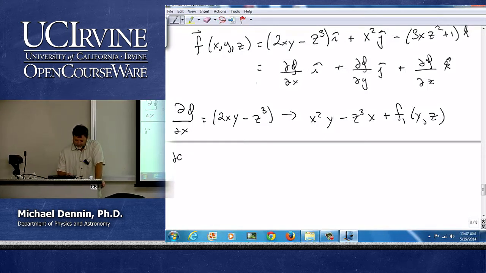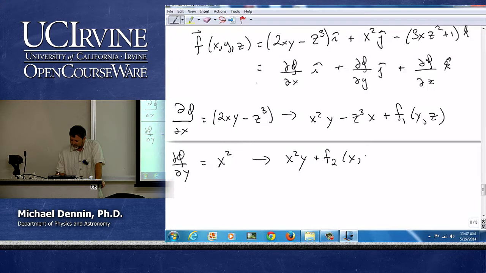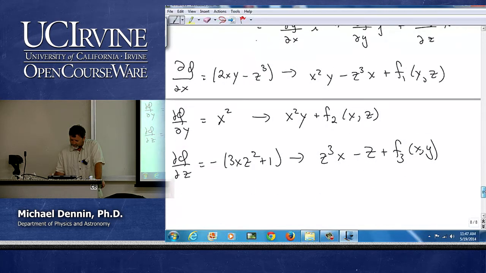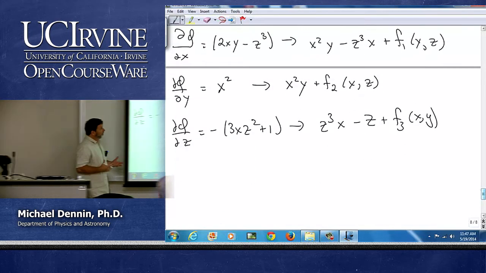If I do this with respect to y, d phi dy is equal to x squared. Notice I just get x squared y plus some other function, this time of x and z. And with respect to z, I have it equal to minus 3xz squared plus 1. So I'm going to get minus z cubed x plus z plus f3 of x and y. Those are my three integrations.